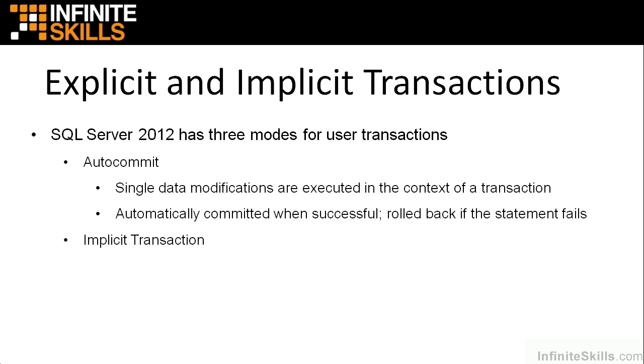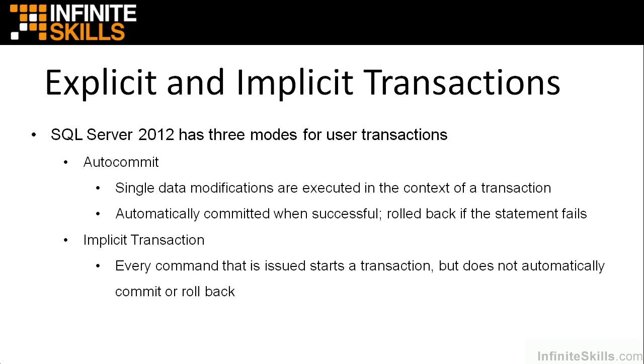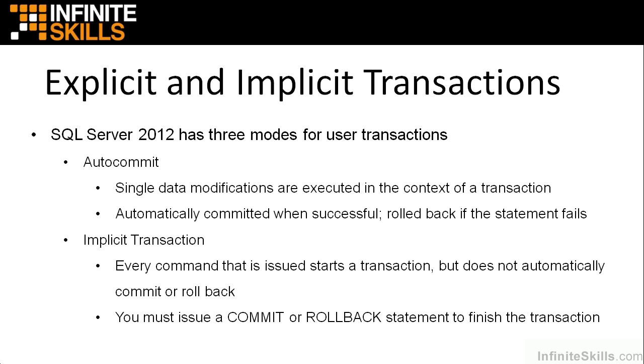But here's where it gets interesting. We can choose to use implicit transactions in our database, and that means every command that is issued automatically starts a transaction, but that transaction does not automatically commit or roll back. I must explicitly commit or roll back the transaction. So I have to execute a commit statement or a rollback statement to finish that transaction. If I commit it, the changes will eventually be written into the database. If I roll them back, the changes are just going to be erased and they never happen.